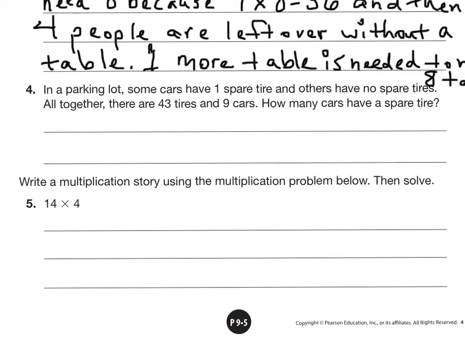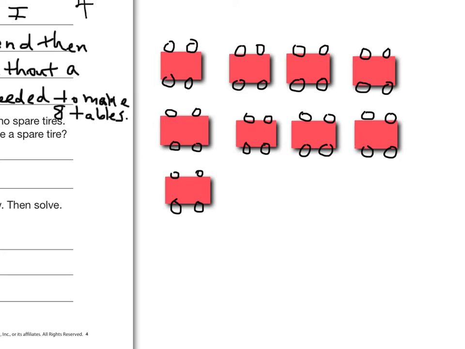Okay, let's look at number 4. In a parking lot, some cars have 1 spare tire and others have no spare tires. Altogether, there are 43 tires and 9 cars. How many cars have a spare tire? Okay, so I've drawn out the 9 cars as a picture so you can see what happens, and then I'll show you with a number sentence to see how the shortcut could happen, as far as not having to draw the picture each time.